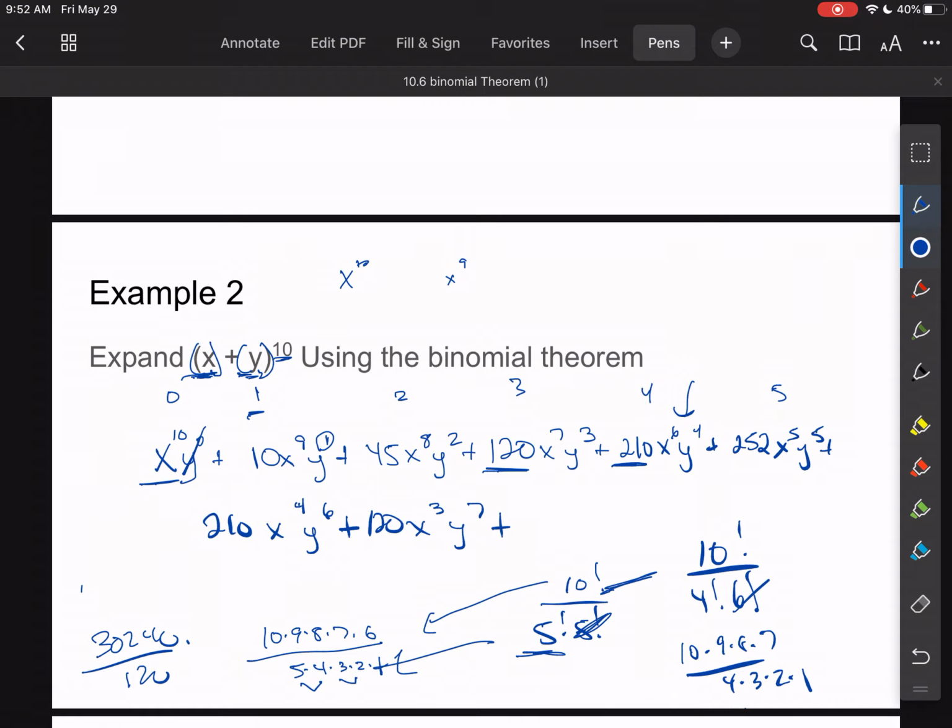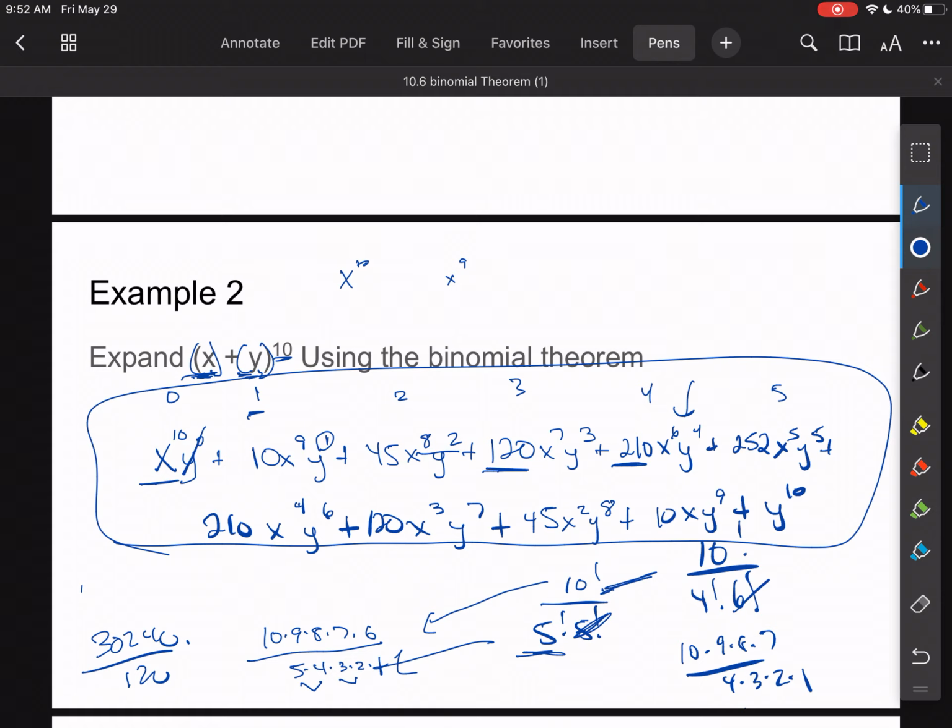So there's a shortcut here, but I need you to show work at least to the halfway point. If there are numbers or anything else other than variables in here, things will change, and signs could change, so be careful doing it this way. The next thing would be 45 x to the second power y to the 8th. Notice these just swapped. Then we have 10 x y to the 9th. And finally we add y to the 10th power. So there you have it. We've expanded (x plus y) to the 10th using the binomial theorem.